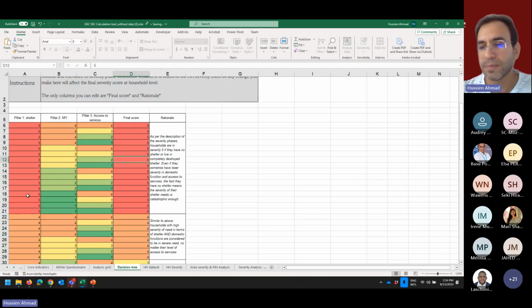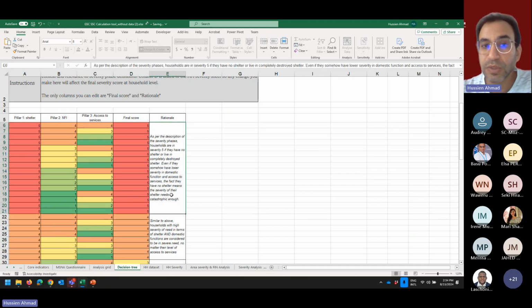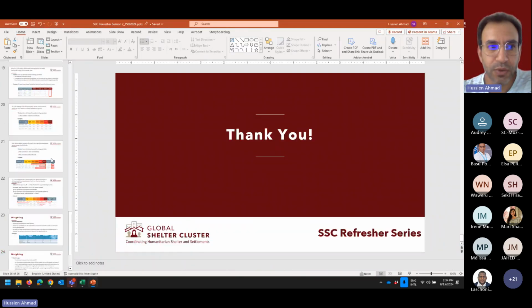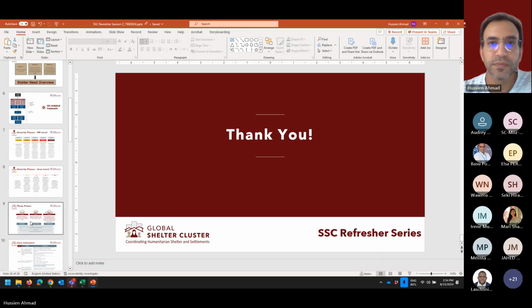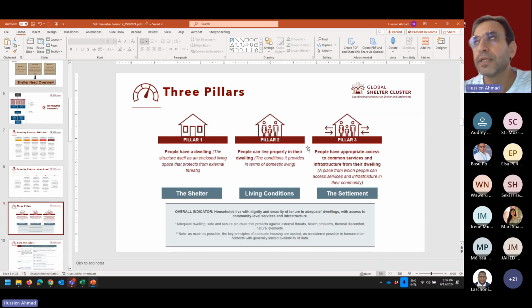Why is this happening? And why do we use it if it doesn't have a major impact on the final score? Because it is under our notion of having a comprehensive view on what we do in the shelter cluster, not working with the structure, the dwelling itself, but working on home and community rather than shelter and settlement.